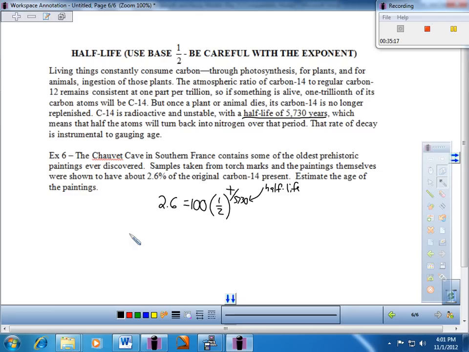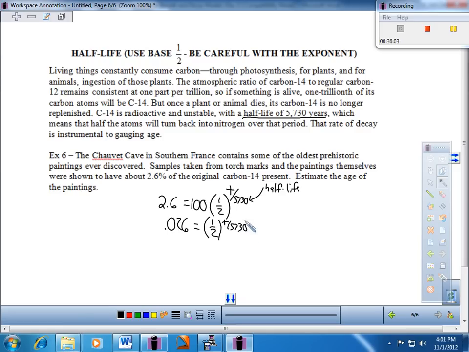So let's go ahead and solve this. And by the way, let me repeat that just one more time. So t is missing, so the number of years that have passed, with a base 1/2 every 5,730 years. And what we're doing is going from 100% of the carbon-14 to 2.6% of the carbon-14. Well, let's go ahead and solve this together. Bring that 100 on over, and then t over 5,730.